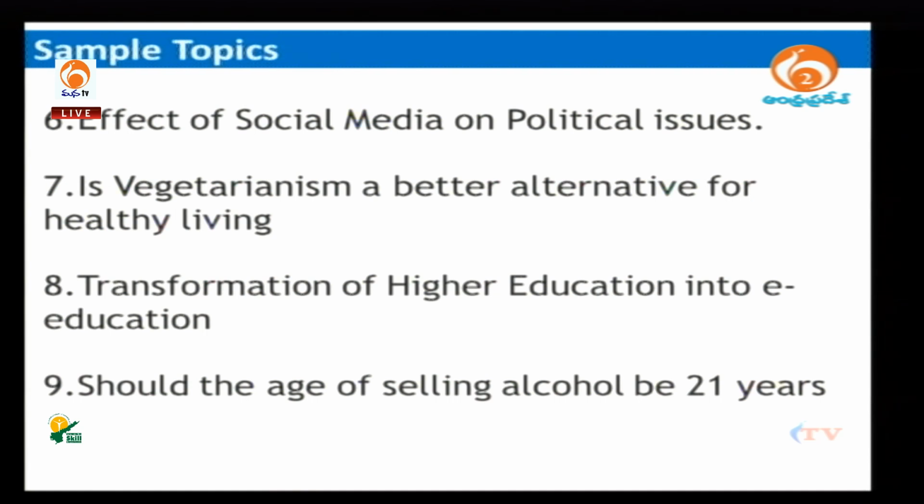Effects of social media on political issues. Is vegetarianism a better alternative for healthy living? Transformation of higher education into e-education. Should the age of selling alcohol be 21 years?